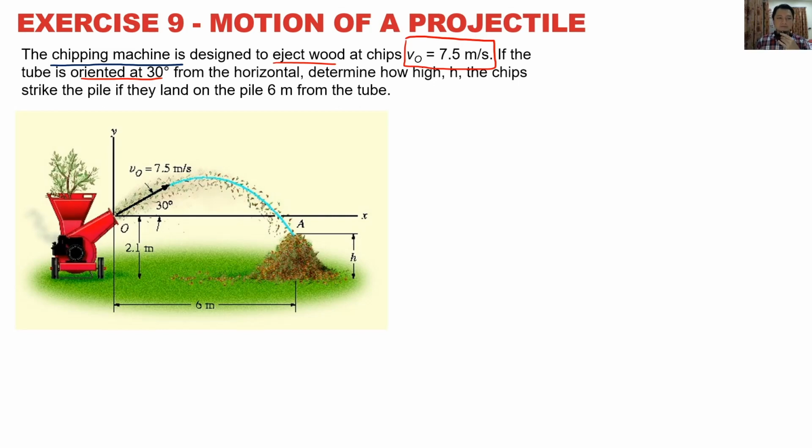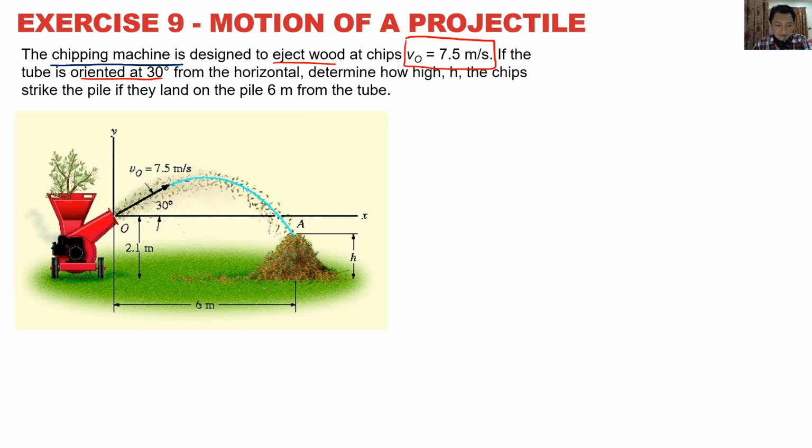Okay, you guys understand this one? The chipping machine is designed to eject wood at 7.5. If the tube is oriented at 30 degrees from the horizontal, determine how high H, if they land on the pile 6 meters from the tube.